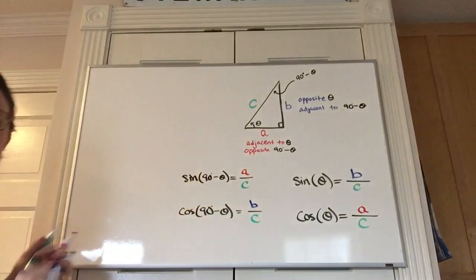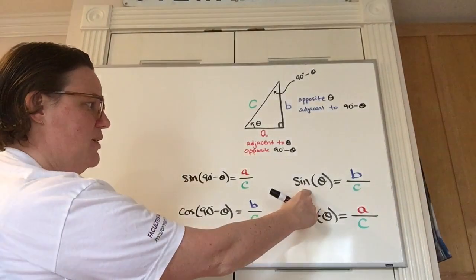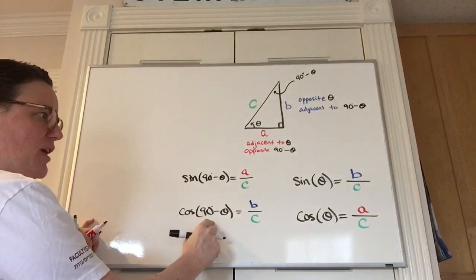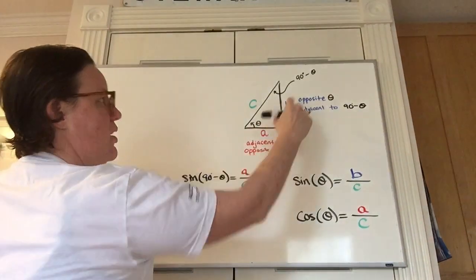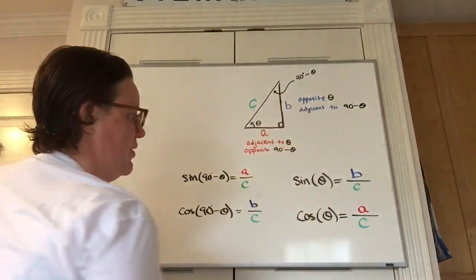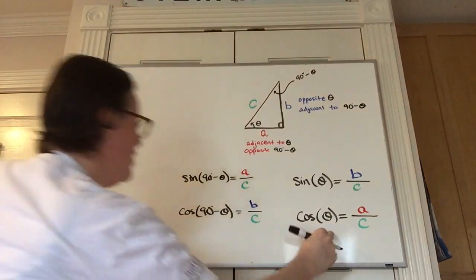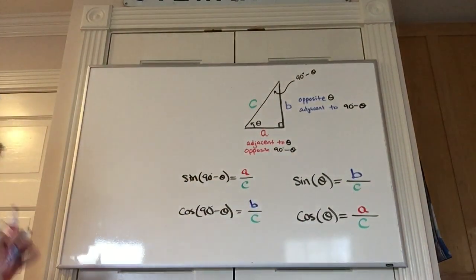So an interesting relationship has emerged here. It turns out that the sine of theta was actually the cosine of theta's complement, because the side that was opposite theta was adjacent to the complement of theta. It also turns out that the cosine of theta was equal to the sine of theta's complement. And so this is actually always true.